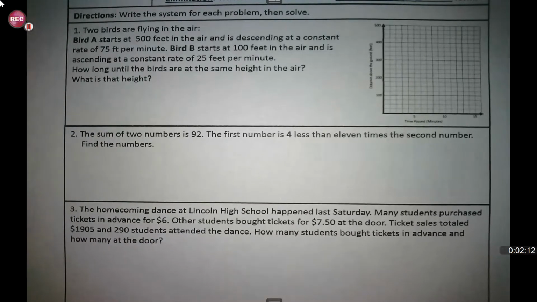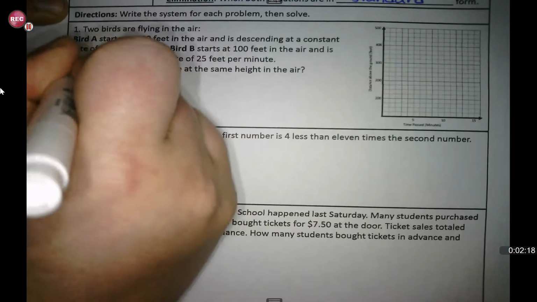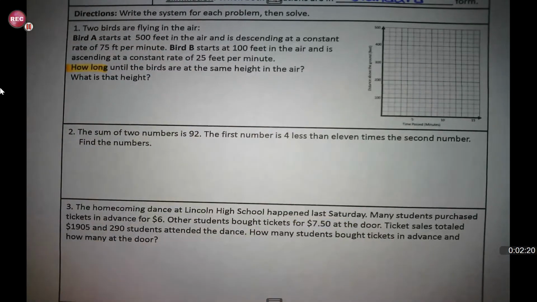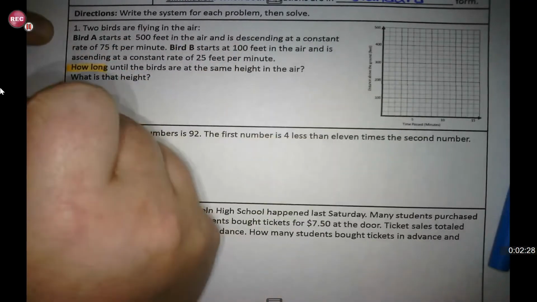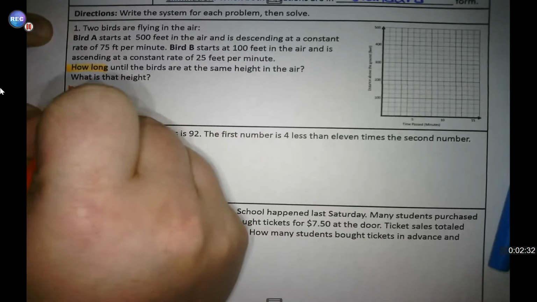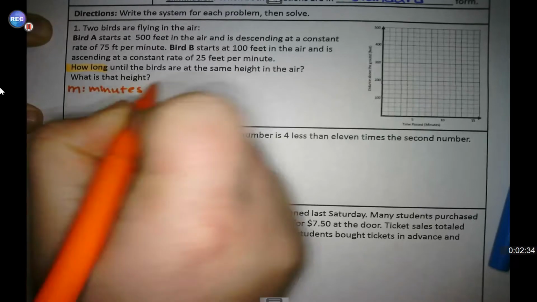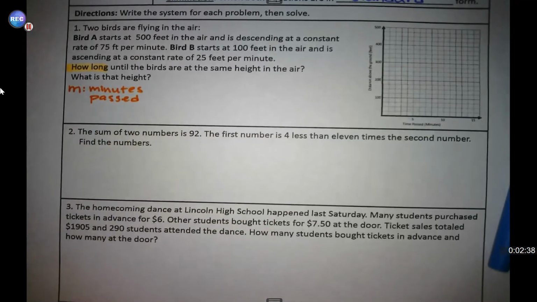Those questions are going to help me determine what my variables are. The first question is, how long? They don't know what time those birds will be at the same height. And since they tell us it's feet per minute, we're going to want to do measurements in minutes. So m is going to represent minutes past since I started watching these birds, I guess, if I'm a bird watcher. How many minutes have passed?